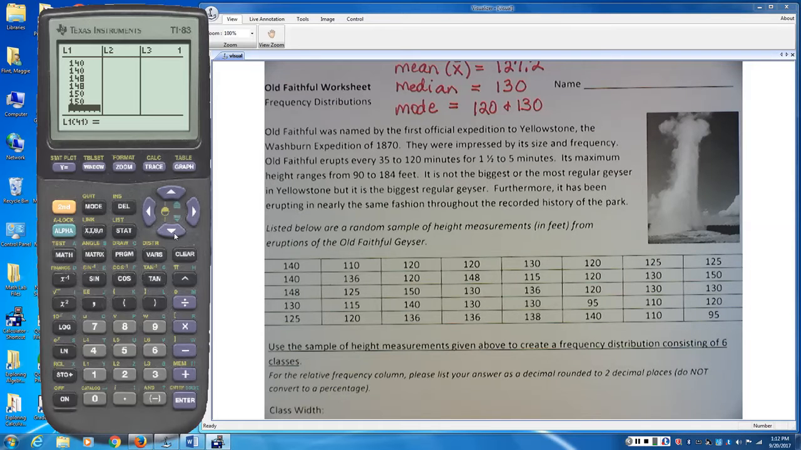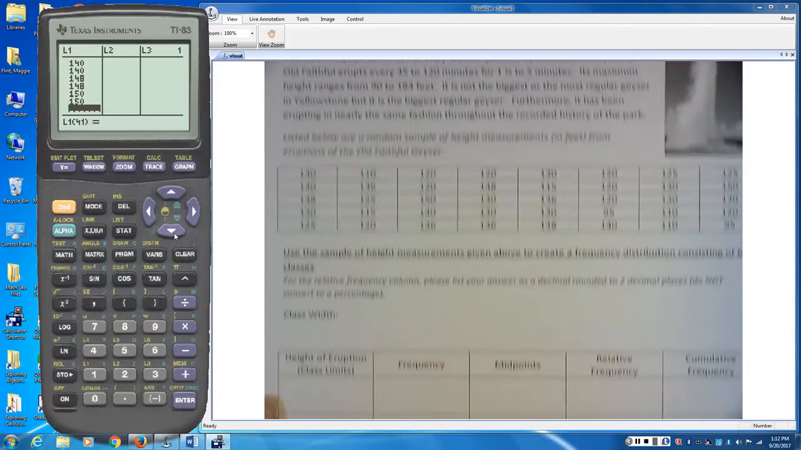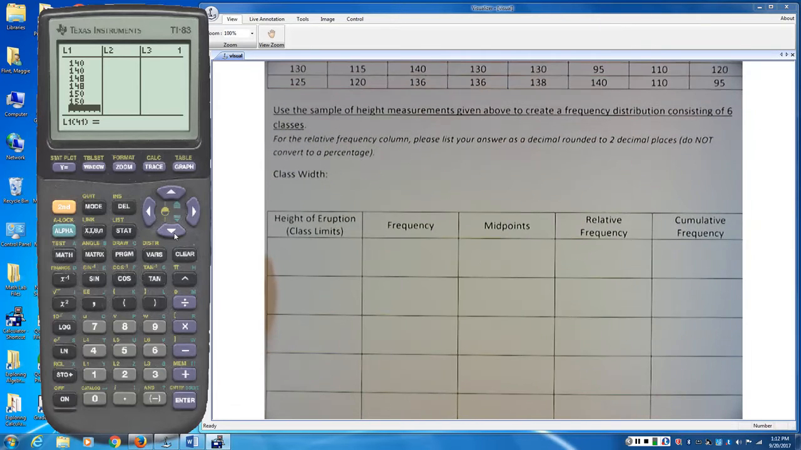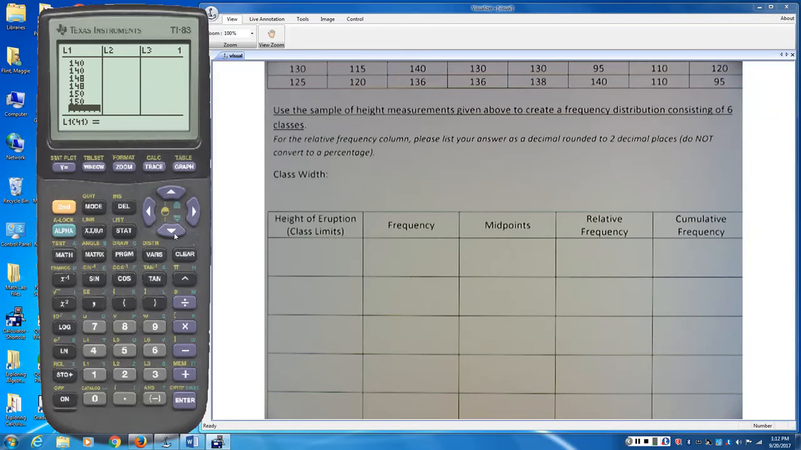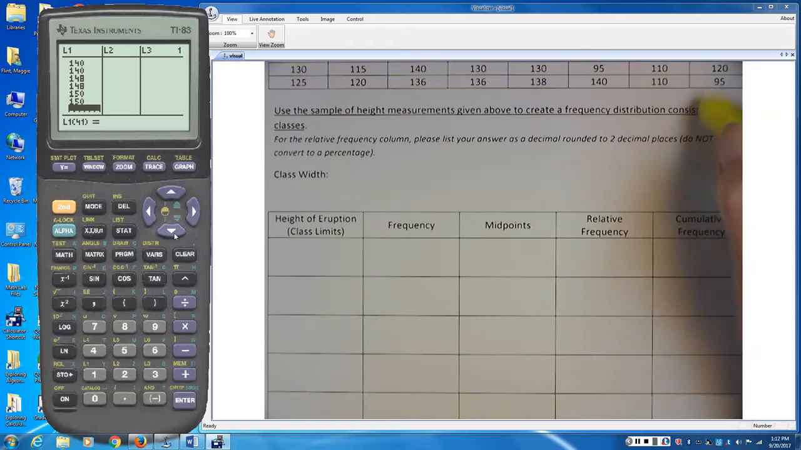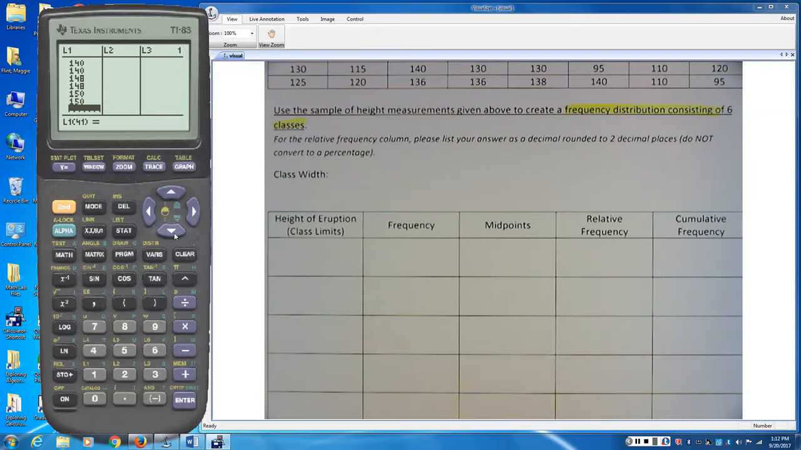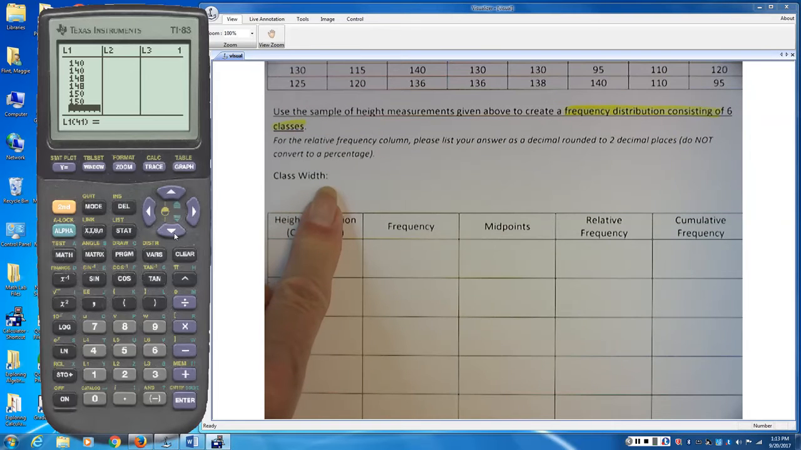So now what we really want to do is actually build a frequency distribution. What we're going to do to build that frequency distribution, now that we have all that data sorted out, is make a frequency distribution that consists of 6 classes. In order to do that, we have to figure out where those classes begin and end so that all the data will fit in every single one of those.